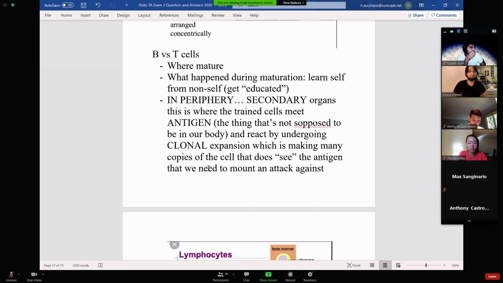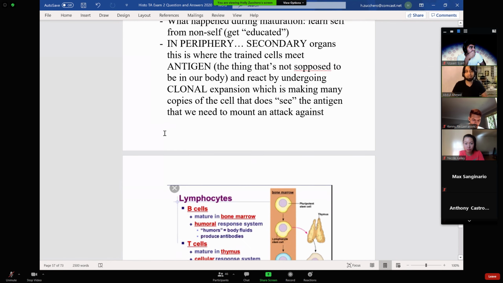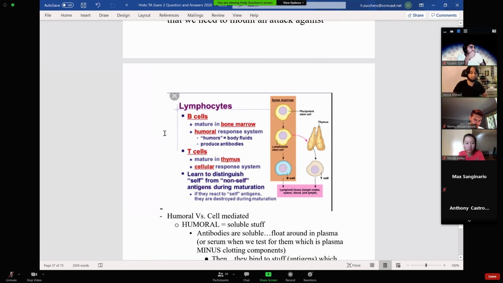So B cells and T cells, know where they mature. B cells are going to be maturing in the bone. B for bone, T for thymus. T cells start in the bone marrow, but then make their way into the thymus.